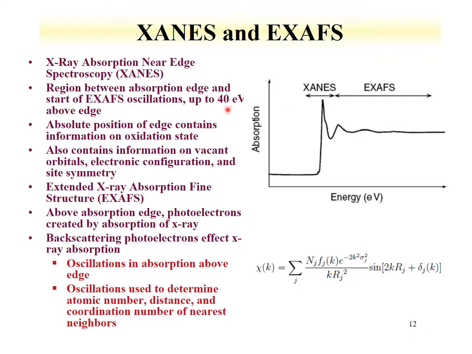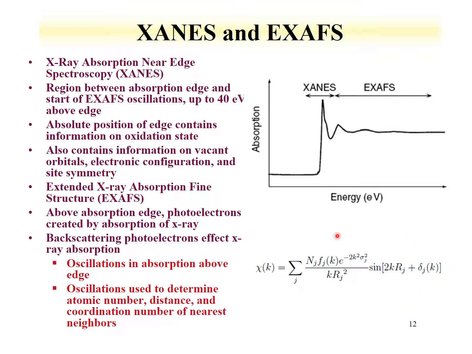Above 40 electron volts above this absorption edge, we start hitting the EXAFS region, which is the extended X-ray absorption fine structure region. Above this edge, we get photoelectrons created by absorption of the X-rays. These photoelectrons can be backscattered from the X-ray absorption. We get oscillations above this edge. There's an equation. Here's the oscillations. Here's the number of terms.